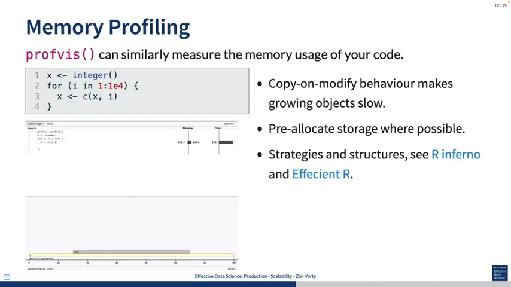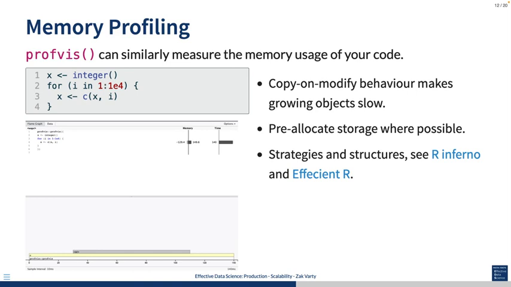So as well as profiling the speed of your code, the amount of time it takes to evaluate, profvis can also measure the memory usage of your code, which we deliberately avoided in the previous example. So in this second example, what we're doing is starting off with an empty integer vector, and for a sequence of values from 1 to 10,000, we're appending that number onto the end of our integer vector. So we first have a vector of length 0, then 1, then 2, all the way up to 9,999.